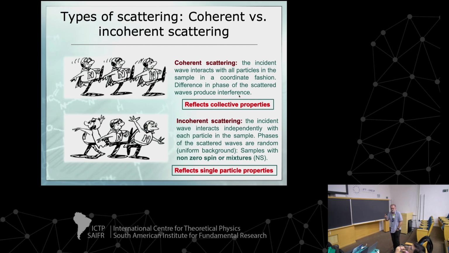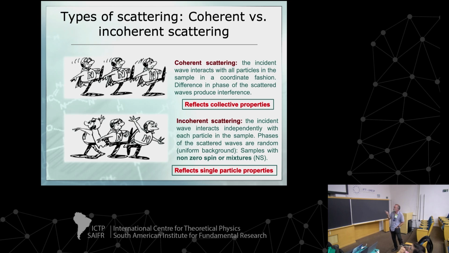And now we have 2 types of scattering that are slightly different: coherent and incoherent scattering. In the case of coherent scattering, it's like soldiers marching in step. The incident radiation interacts with all particles in the same fashion, and the phase is the same. So you have interference, and this interference, due to this difference in phases, reflects the collective properties of the sample.